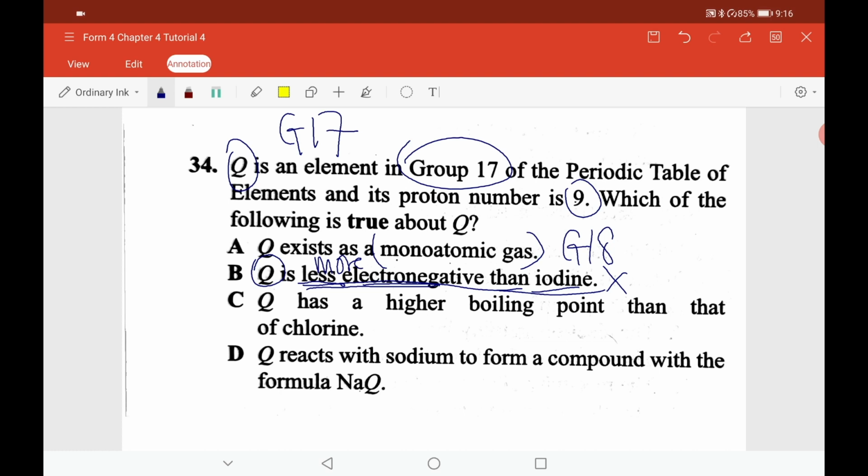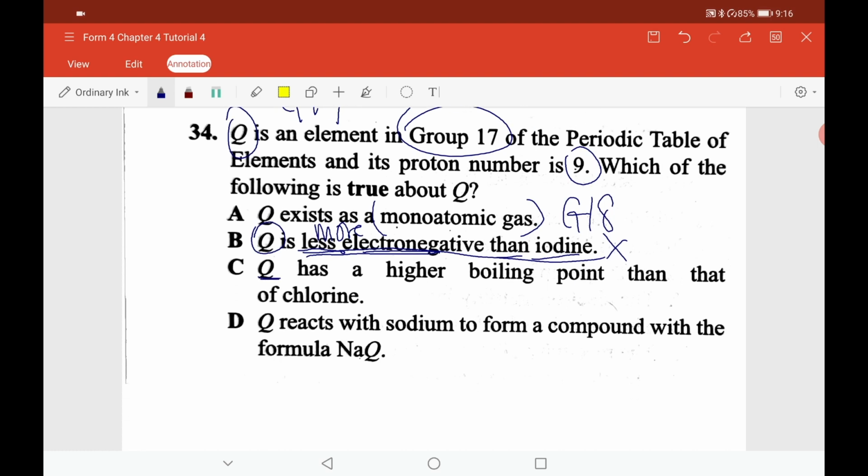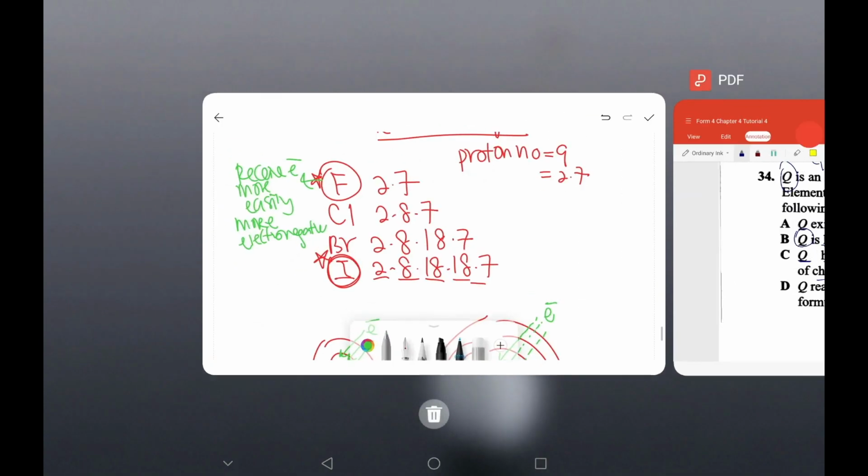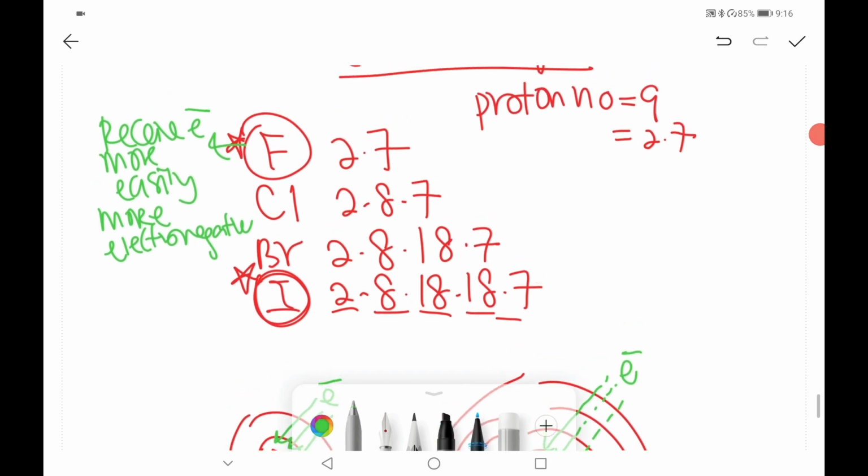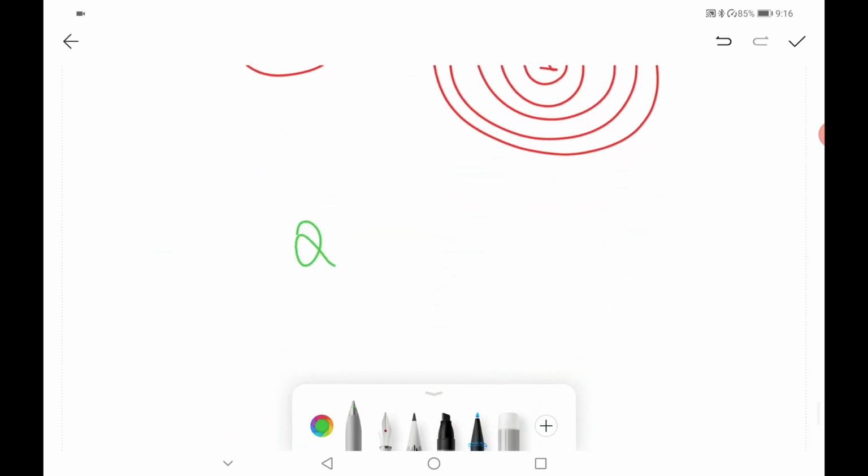Next one, Q has a higher boiling point than chlorine. We know Q is fluorine. So Q is actually our fluorine, and then they ask us to compare with chlorine. Where is chlorine? Chlorine is below the fluorine here.